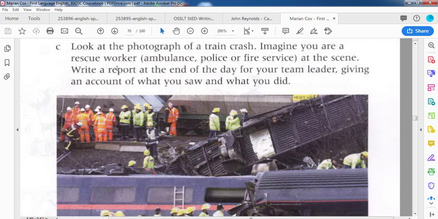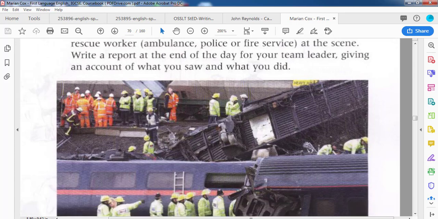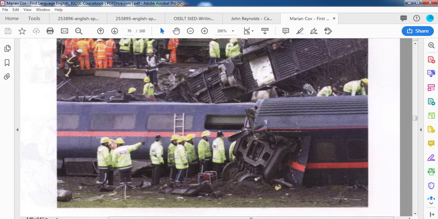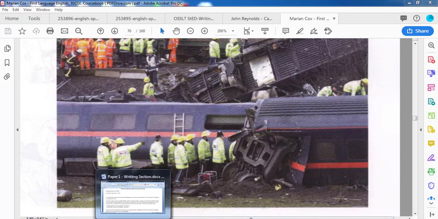a train crash. Imagine that you are a rescue worker at the scene. Write a report at the end of the day for your team leader, giving an account of what you saw and what you did. This is a typical newspaper report, okay? Instead of saying to your team leader, say, for example, to your local newspaper, okay? You see? This is a good exercise.